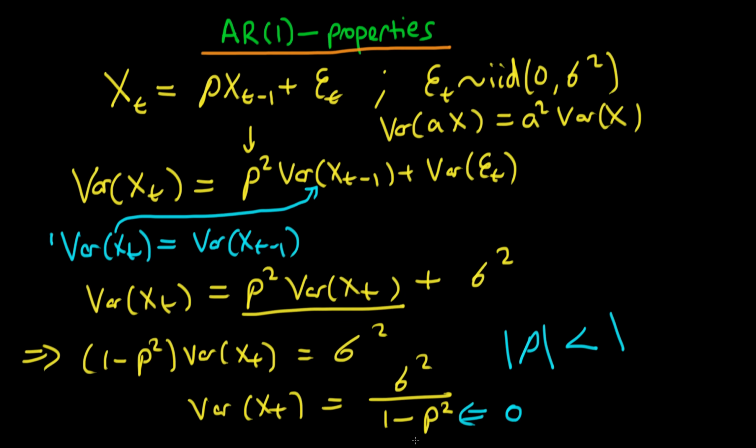And note that if rho is greater than 1, the denominator now would be less than 0. So the variance would be negative, and that doesn't have any real meaning. So we have to have that the modulus of rho is less than 1. So that's our second condition for our AR1 process to be stationary.